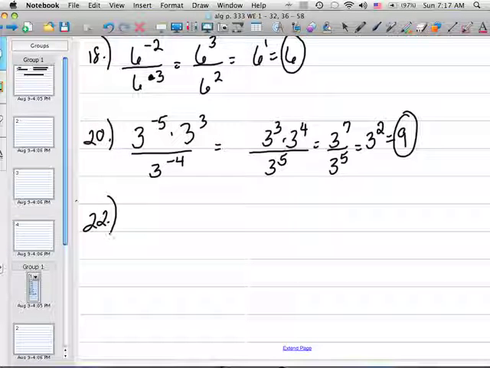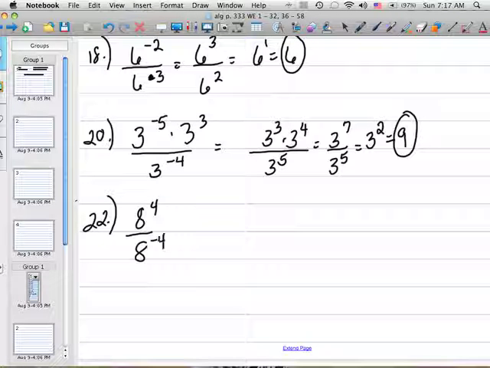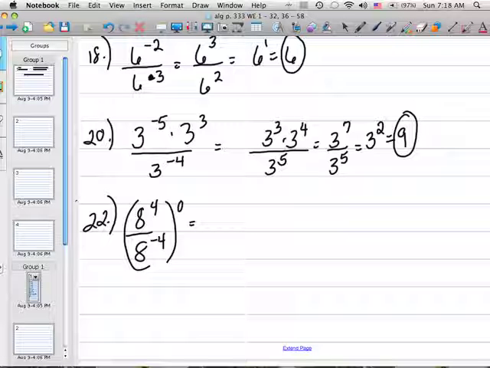22, I have 8 to the 4th over 8 to the negative 4th taken to the 0 power. Now I don't have to do anything here if I remember the 0 power of anything is always 1.